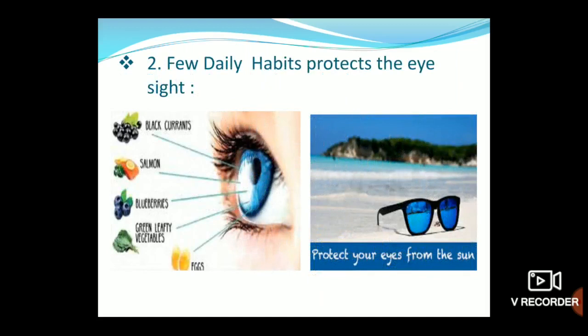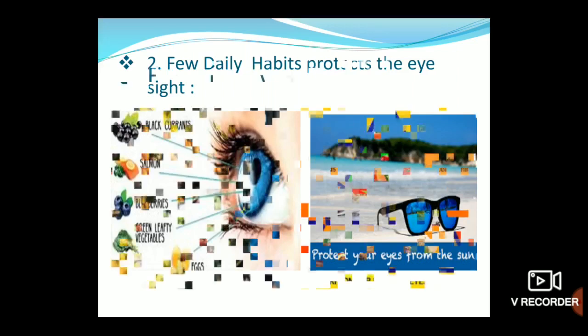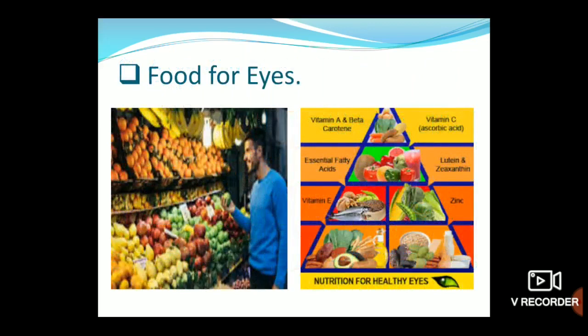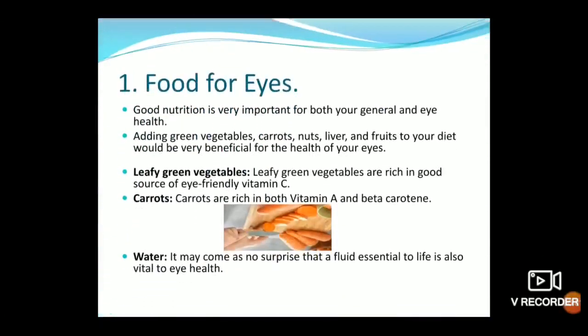Now, a few things by doing which we can reverse the damage that we might have done to our eyes. The first is food for eyes. If you want your eyes to live longer, it is very important to include certain foods daily in your diet. Good nutrition is very important for both your general and eye health. Adding green vegetables, carrots, nuts, and fruits to your diet would be very beneficial for the health of your eyes.